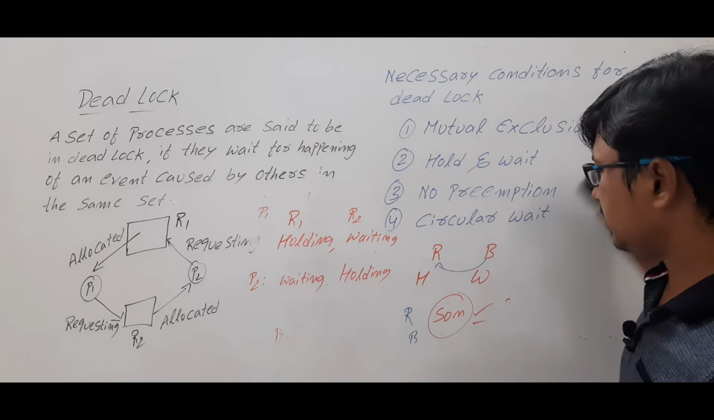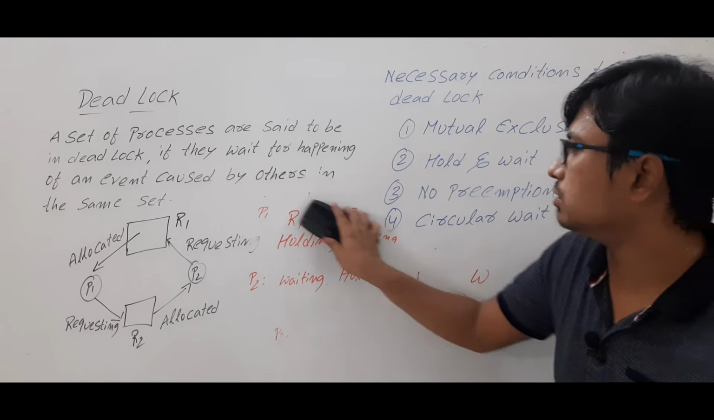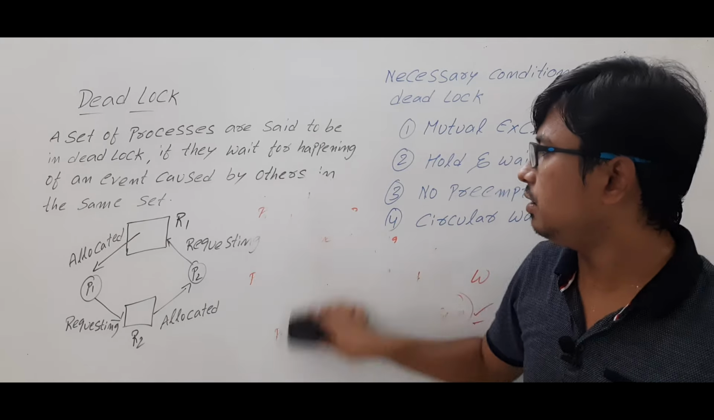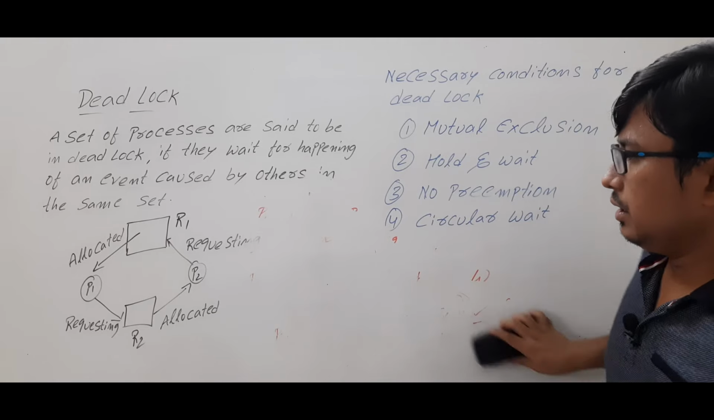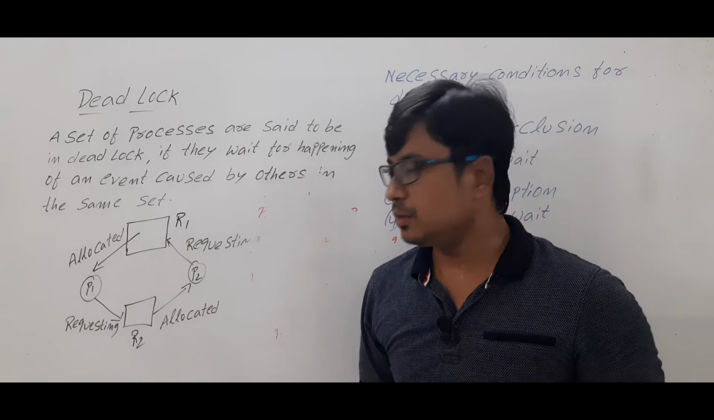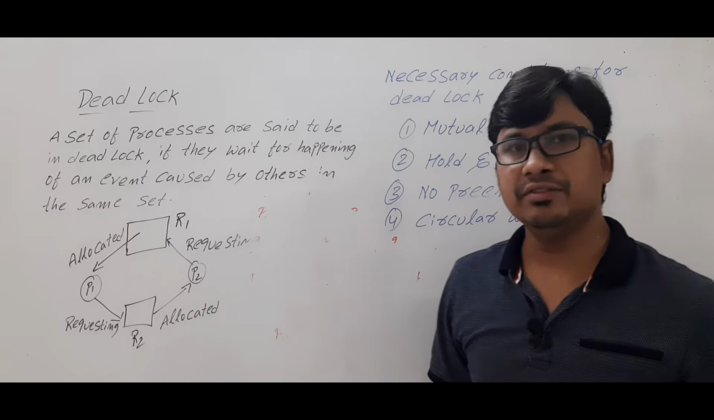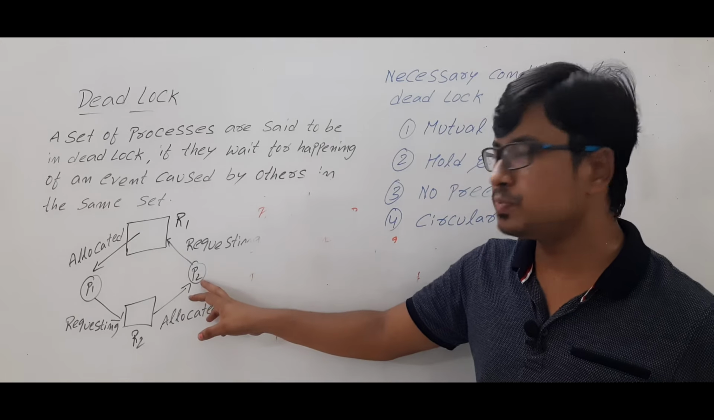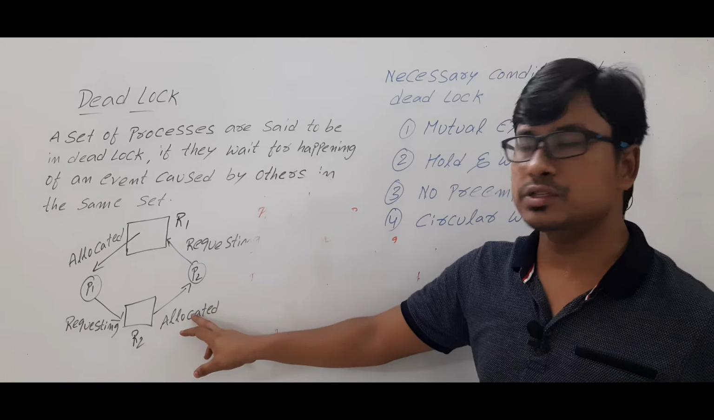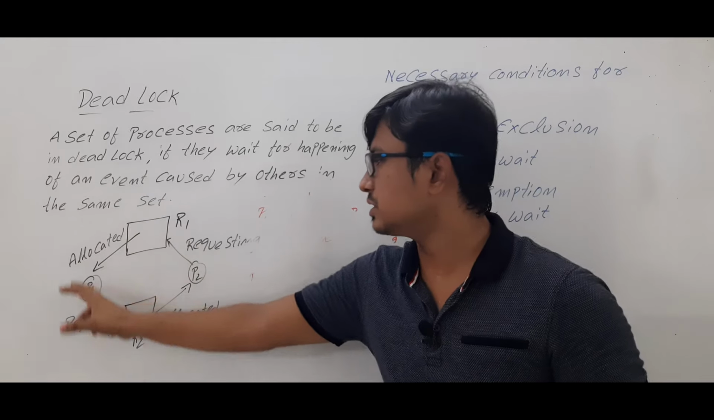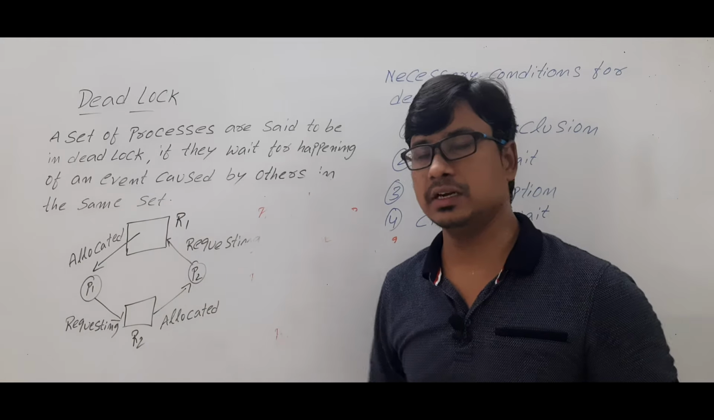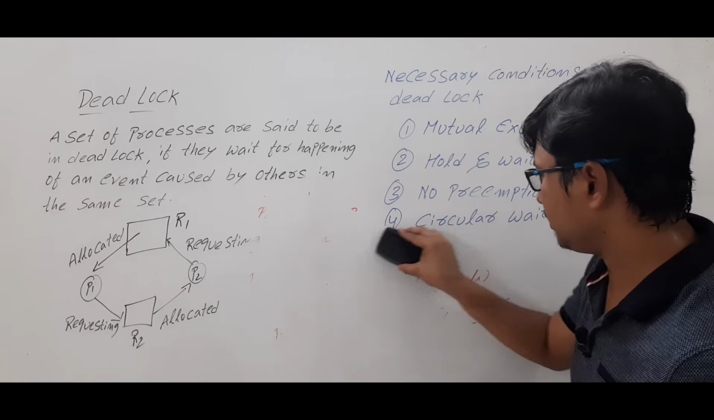Circular wait. Circular wait is nothing but, look at here also. The resource R1 has been allocated to the process P1 and it is waiting for the resource R2. Now process P2 has the resource R2, it is waiting for the resource R1. So it is a circular wait. Is it clear? Or let me give another example for you.